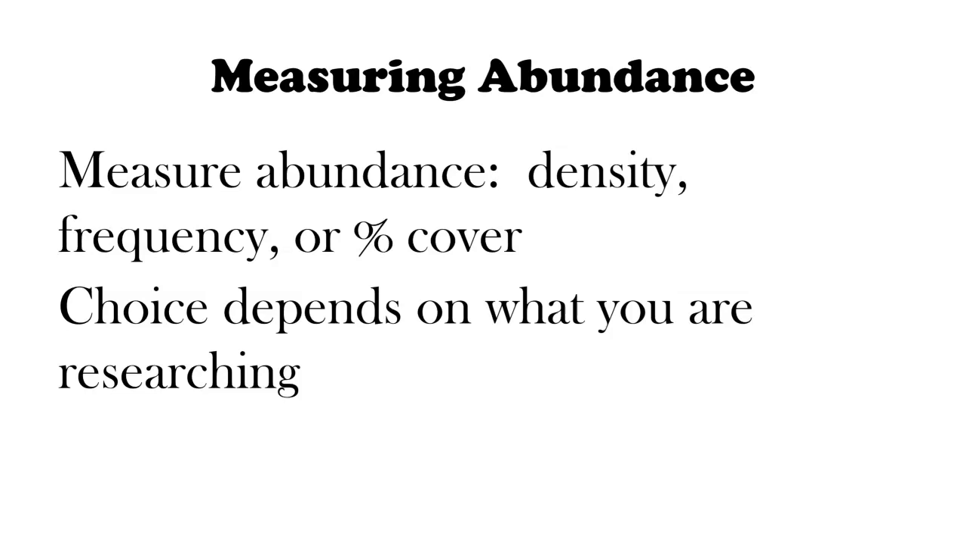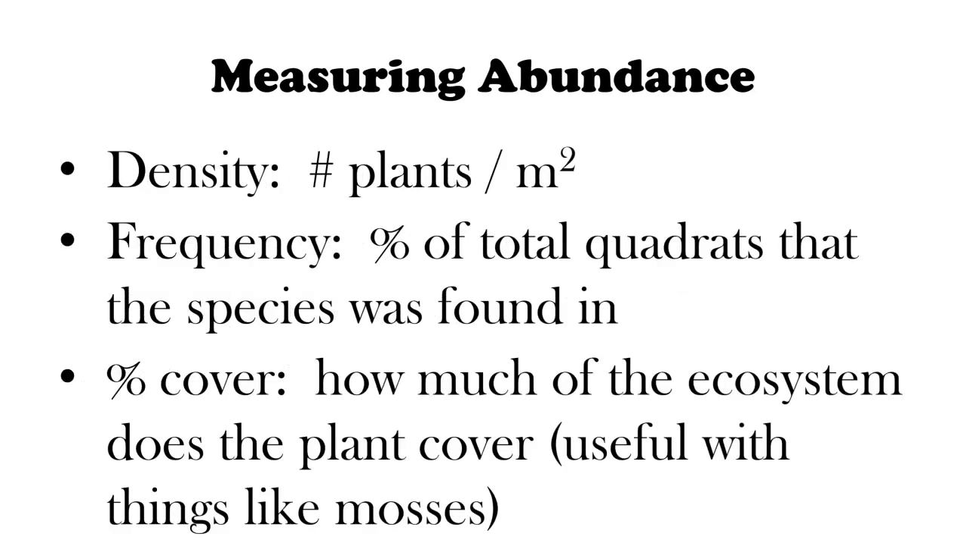Now, the method that you choose depends on what you're researching. Now, the way that we could measure density is we take the number of plants and we divide by square meters of the area that you're sampling. How we would measure frequency is we would take the percent of total quadrats that the species was found in, and we could measure percent cover by figuring out how much of the ecosystem was covered by a specific plant.